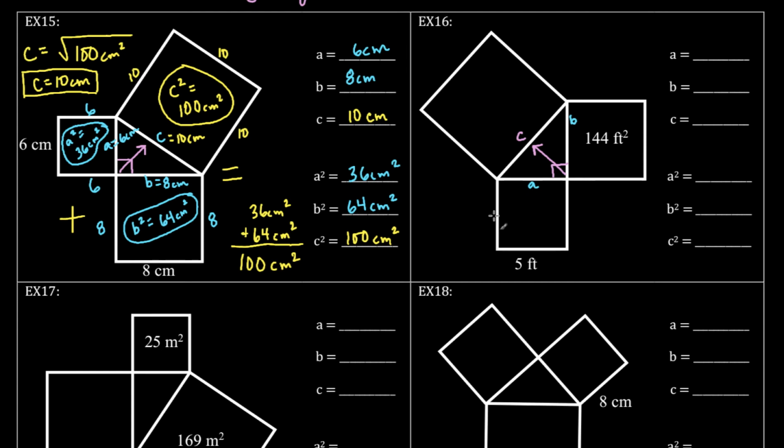So to get A squared, if this is A and this is a square, that means A is 5 feet, which means all these lengths are also 5 feet, and that the area is 25 feet squared. So the area is A squared. Okay, and if this is B, well, I need to find out what, oh, this isn't B. This side length is B. This isn't B. This is B squared.